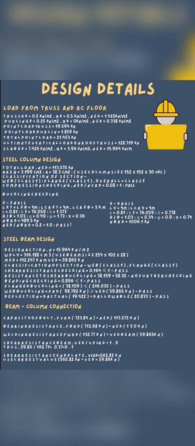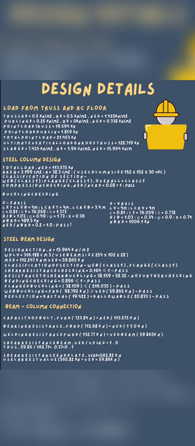For the buckling checking, we have two axes, which are the ZZ axis and YY axis. The NED over NBRD is 0.2, which is below 1.0, so the result is pass. The NBRD that we use is from the ZZ axis because the ZZ axis has the lowest NBRD value, which is 489.5 kilonewton.